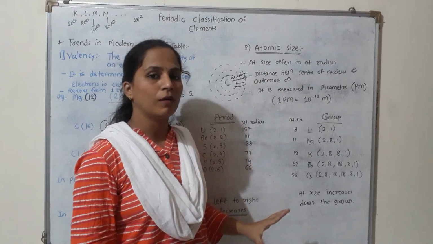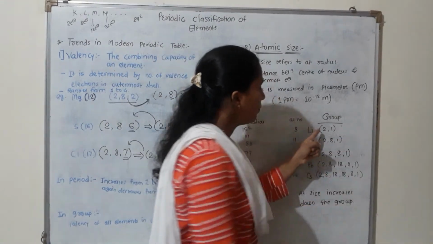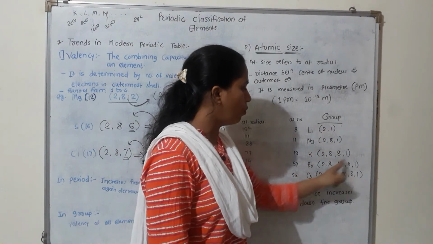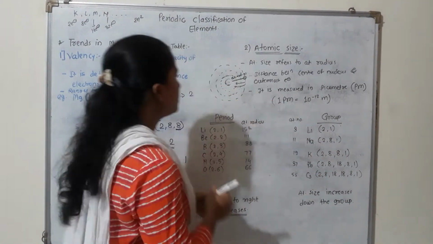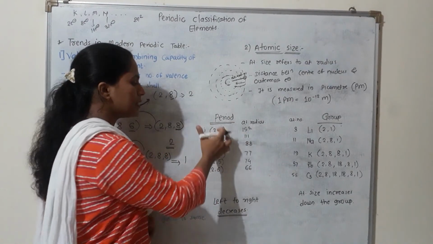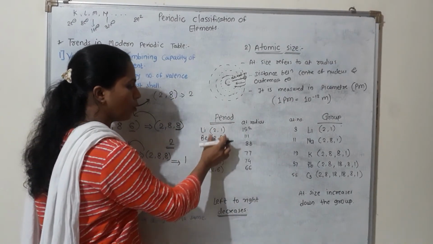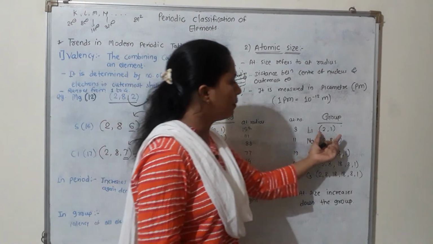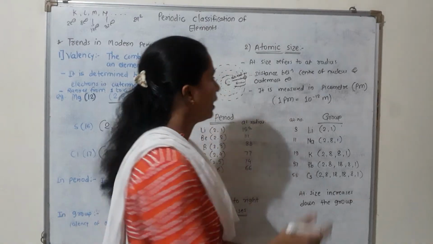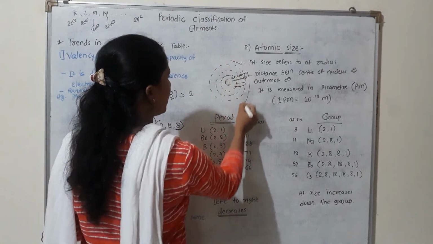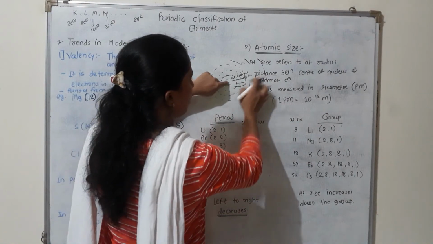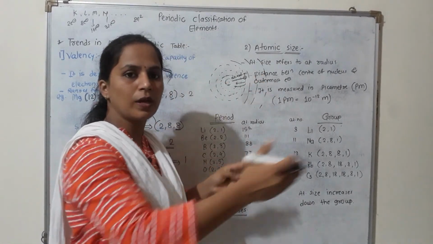Here, the number of shells increases: 2, 3, 4, 5, 6. Means in periods what will happen? Electrons are just added in the same shell. All elements require only 2 shells. Here what happens? The number of shells increases: 2, 3, 4, 5, 6 and so on. Then as the number of shells increases, what will happen? The distance between the nucleus and the outermost electron also increases.